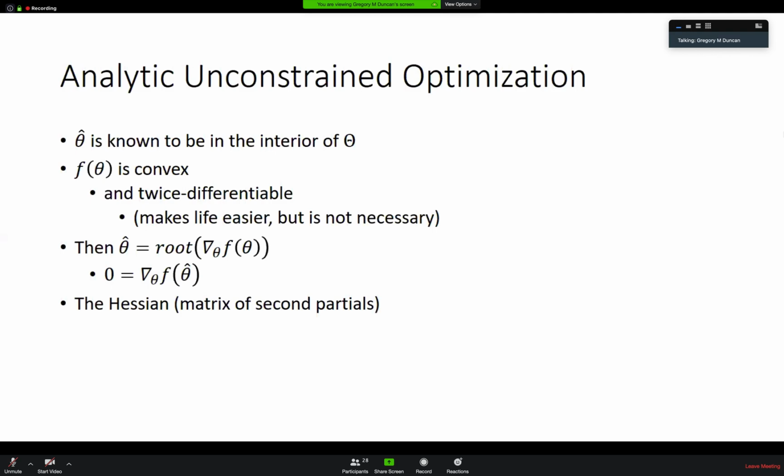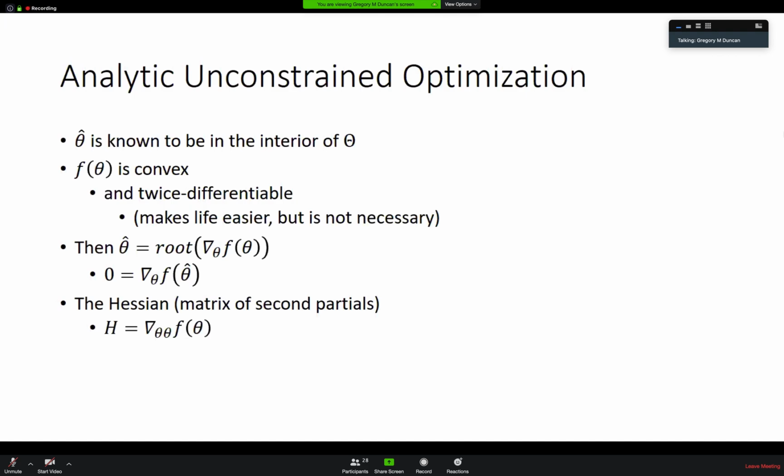I'm not going to spend a lot of time on the matrix of second partials. You should probably read about that. But oftentimes you'll get an error that says your Hessian is singular. We can talk about that later on, but I at least want to point this out.